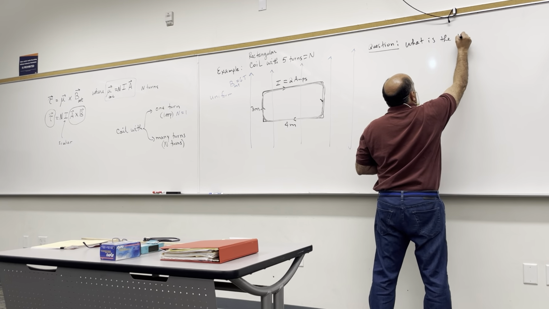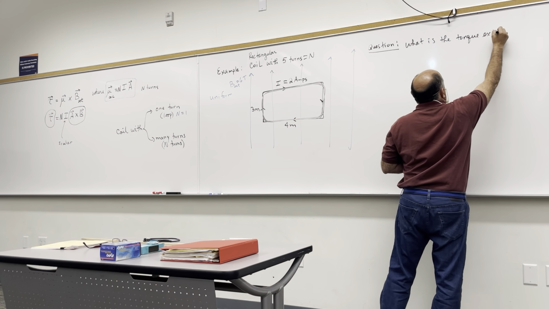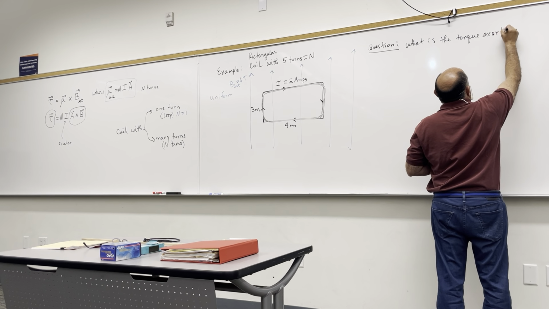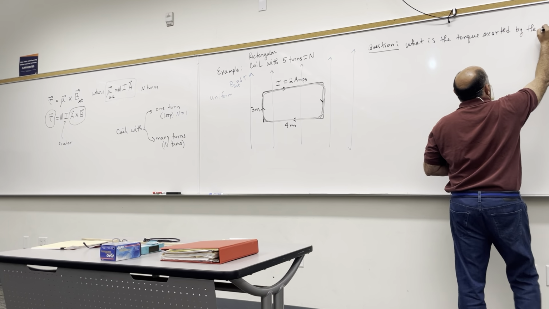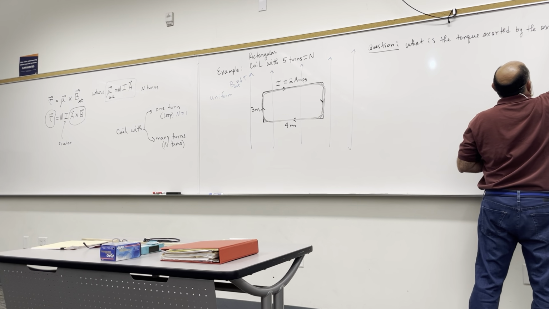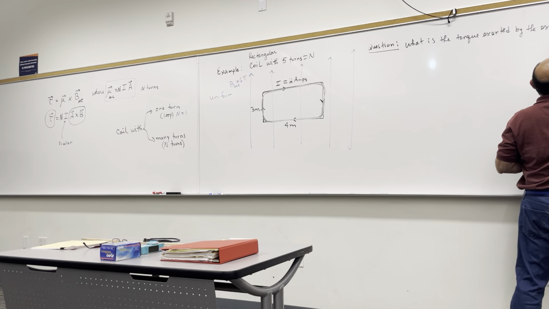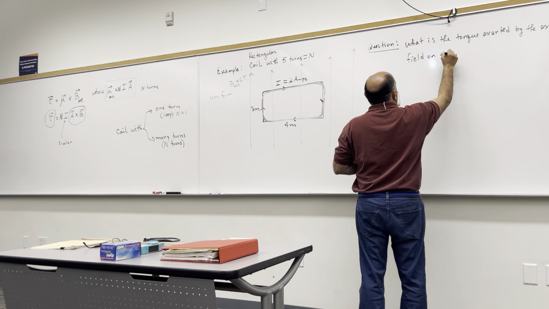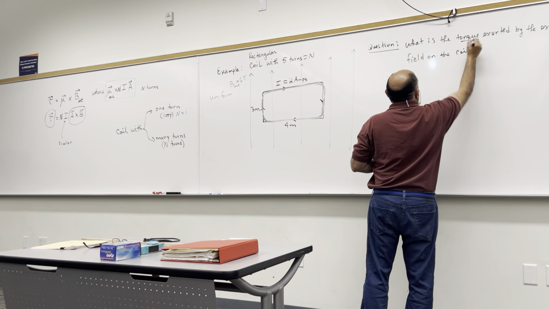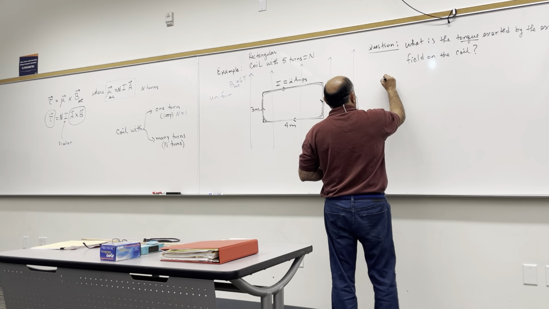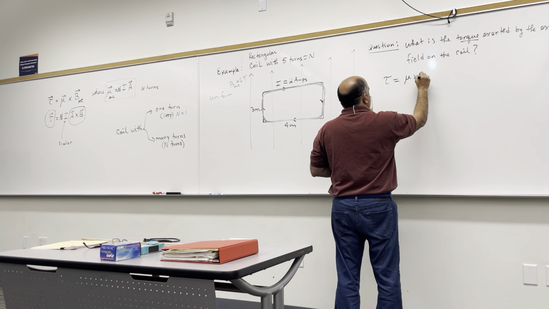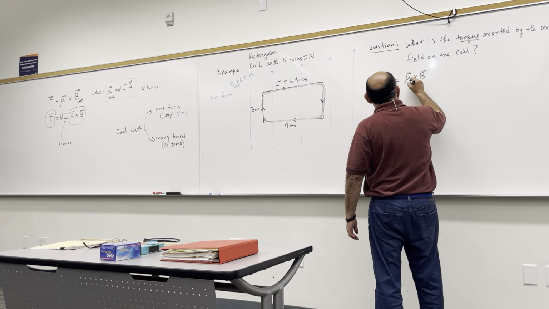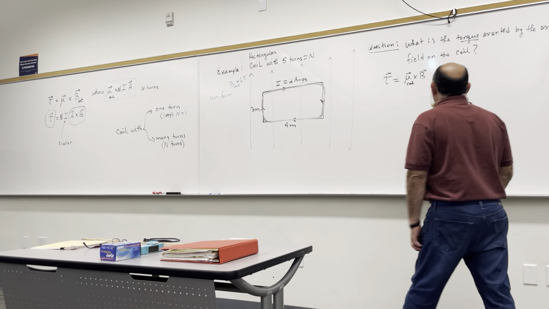What is the torque exerted by the external magnetic field on the coil? So what is that torque? Well, the torque will be mu cross B. Okay? Mu for the coil. And that's B external.